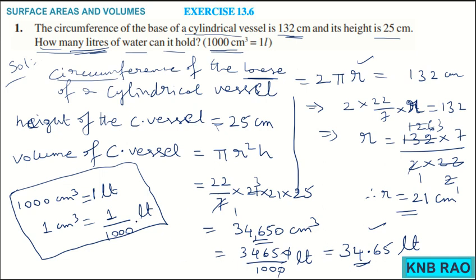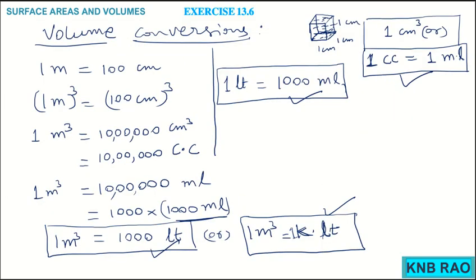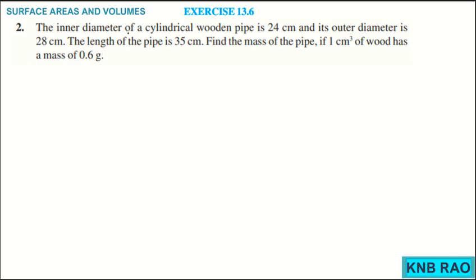Moving on to question number 2. The inner diameter of a cylindrical wooden pipe is 24 centimeter and its outer diameter is 28 centimeter. See, the moment they say inner and outer, this is nothing but a shell or hollow cylinder. So the moment you get inner radius, outer radius, or inner diameter, outer diameter, it's about a cylindrical shell.